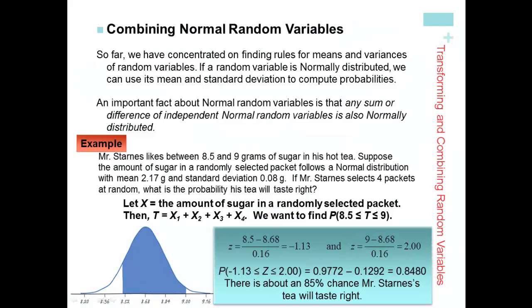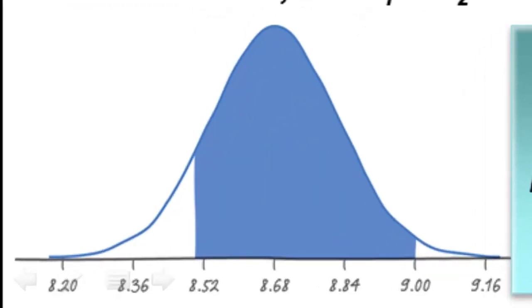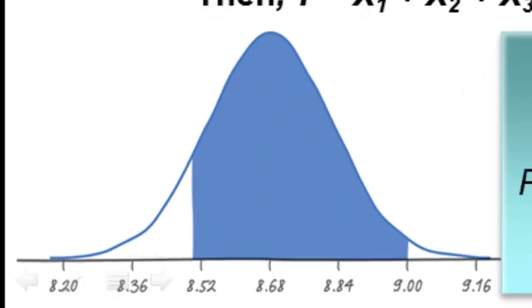So now, if I take this information and I standardize both the lower value of 8.5 and the upper value of 9, I end up with z values of negative 1.13 and 2.0. So I'm trying to find the probability that now z will be between negative 1.13 and 2.0, as is indicated in the picture at the left.